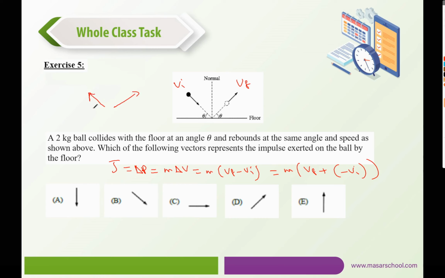If we add them, the horizontal part to the left will cancel the horizontal part to the right, and we will have a vector which is pointing up like that. And that would be delta V, which has the same direction as J, and E would be the correct answer.